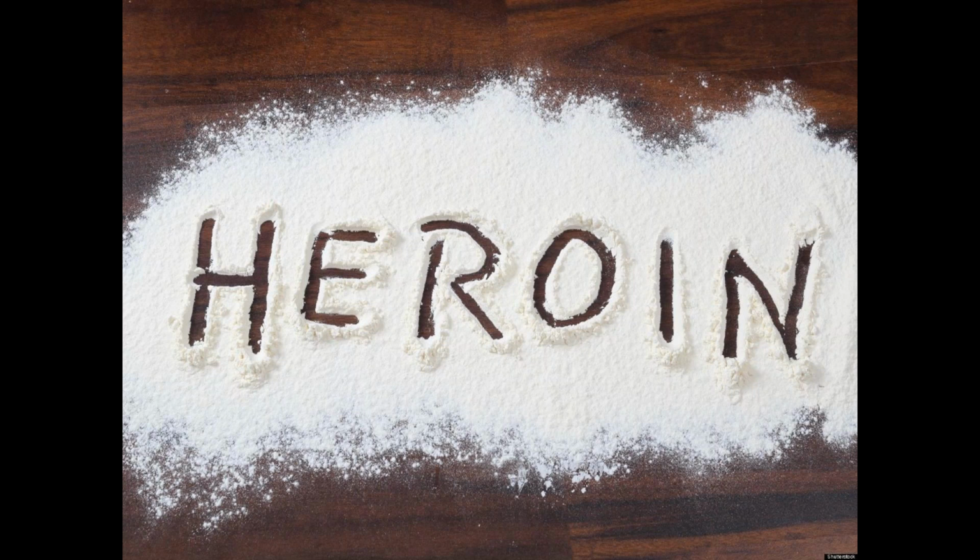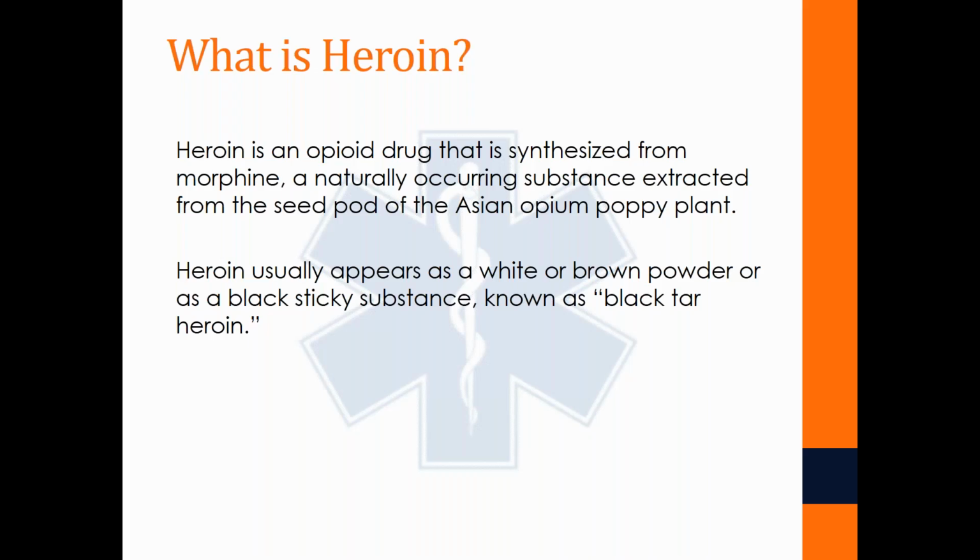So this is a stimulant or a depressant? Depressant. Yeah, so it's a sympatholytic. It turns off the sympathetic nervous system. So we expect to see all of those things slowed down, not sped up. Heroin's an opioid drug. It is made from a flower. It is synthesized into morphine inside our body. It is extracted from the seed of the Asian opium poppy plant. It can be a white powder. It can be a black tarry substance.